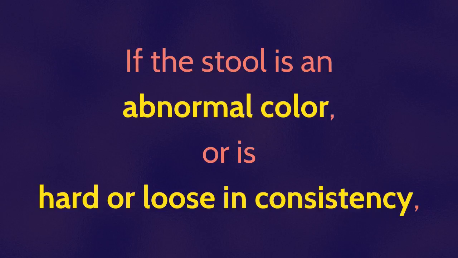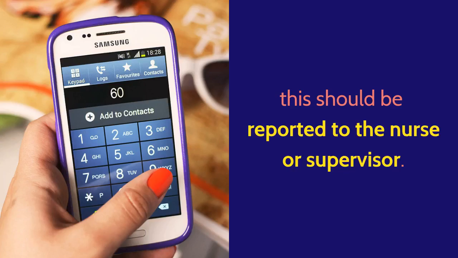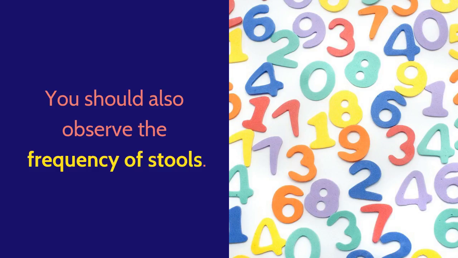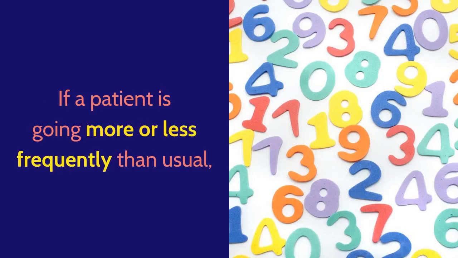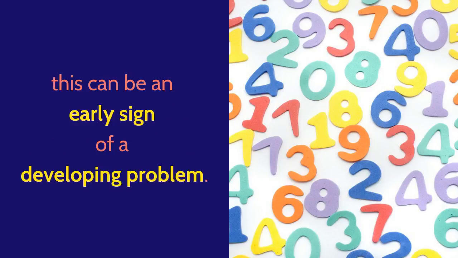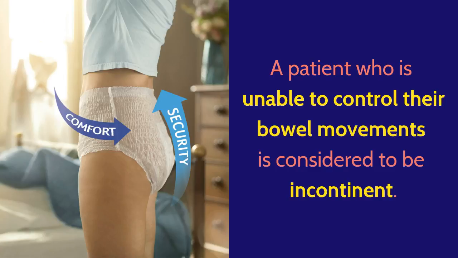If the stool is an abnormal color or is hard or loose in consistency, this should be reported to the nurse or supervisor. You should also observe the frequency of stools. If a patient is going more or less frequently than usual, this can be an early sign of a developing problem. A patient who is unable to control their bowel movements is considered to be incontinent.